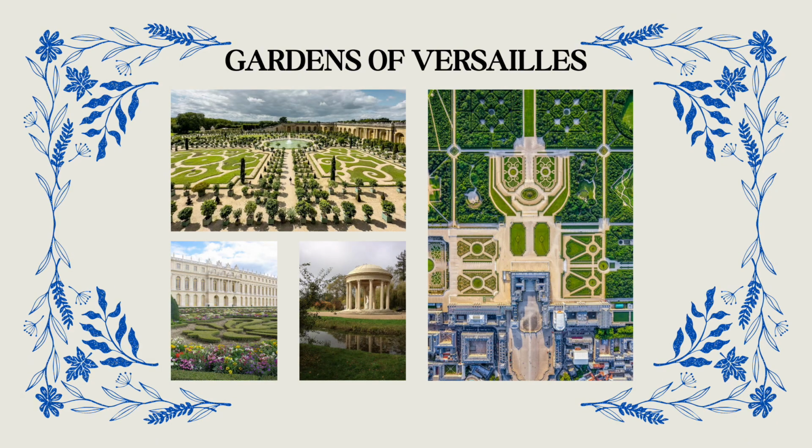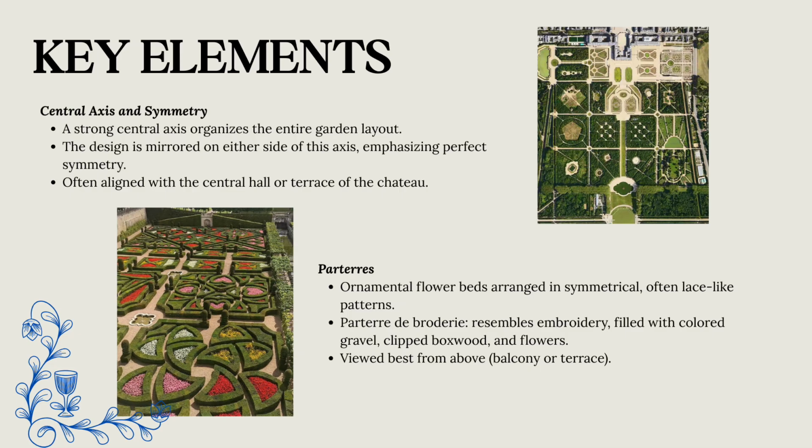Here are the examples, and as you can see in the pictures, they really loved to have a symmetrical order and a structured garden. Here are the obvious key elements that we can find in the French garden: the central axis and symmetry, and also parterres. For central axis and symmetry, a strong central axis organizes the entire garden layout. The design is mirrored on either side of this axis, emphasizing perfect symmetry, and is often aligned with the central hall or terrace of the château.